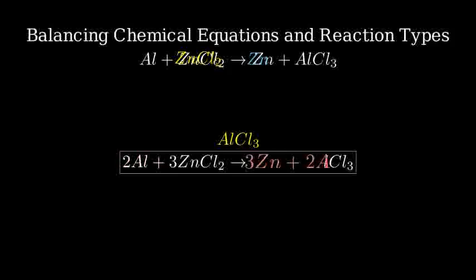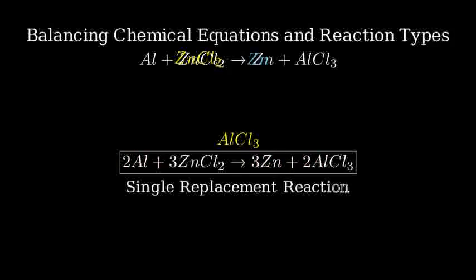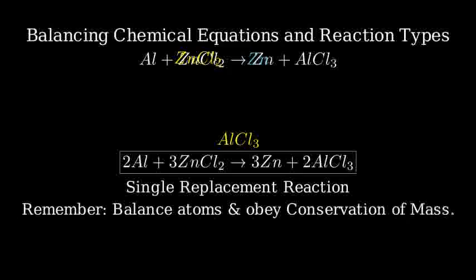That wraps up how to balance the chemical equation Al plus ZnCl2 equals Zn plus AlCl3 using least common multiples and identify it as a single replacement reaction. Balancing chemical equations ensures the law of conservation of mass is met, with equal numbers of each type of atom on both sides.